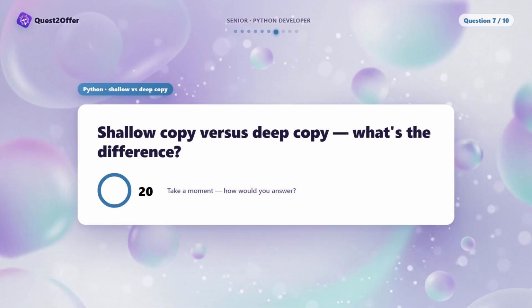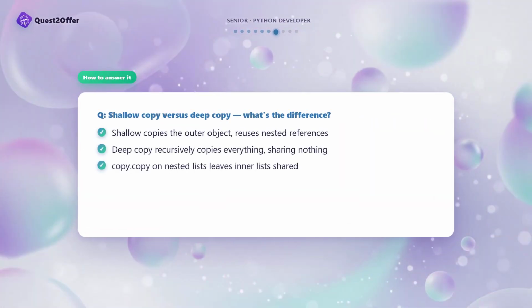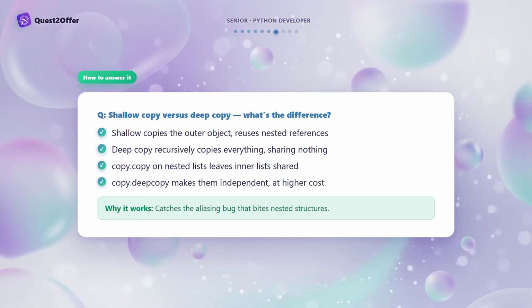Shallow copy versus deep copy. What's the difference? A shallow copy builds a new outer object but reuses references to the nested objects inside. A deep copy recursively copies everything, so the new object shares nothing with the original.